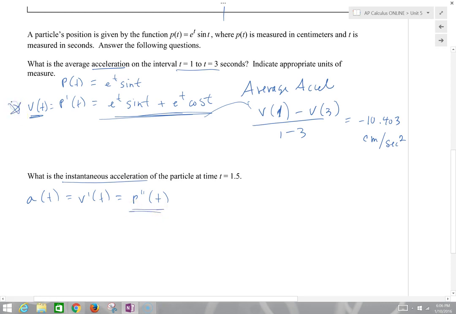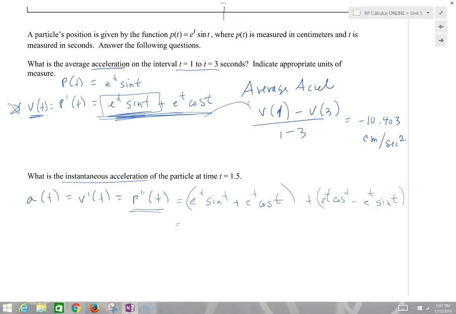We already have the first derivative up here. So we need to find p double prime. So we're going to have product rule, and we've already done that one once. So we get e to the t sine t plus e to the t cosine t, and that is this part of it. Then we have to add to it e to the t cosine t. So we're going to have e to the t cosine t minus e to the t sine t, and that's the second part of that, which this is a little messy.